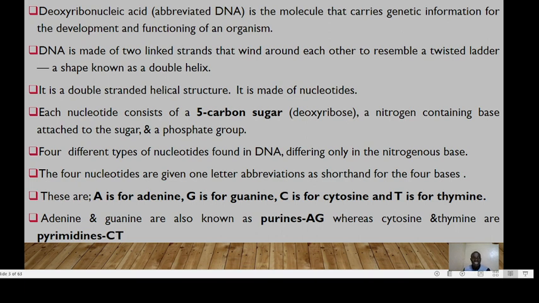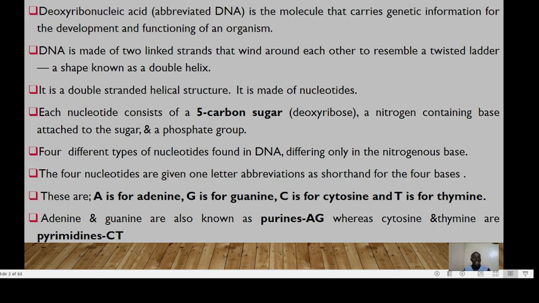So, when looking at these genetic disorders, it's important for us to understand what the DNA and the RNA is. And this is just a repetition of what we had covered before. We say that DNA is deoxyribonucleic acid, usually abbreviated as DNA, and it's the molecule that carries genetic information for the development and functioning of an organism.